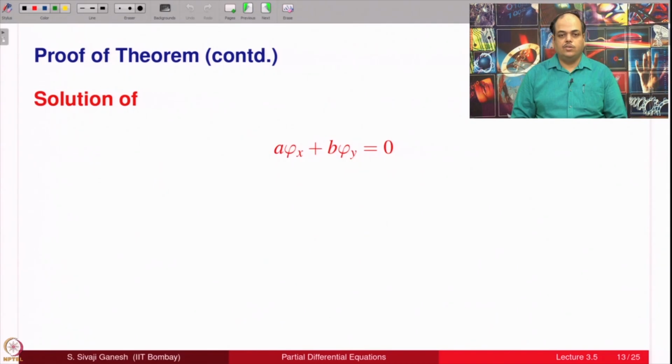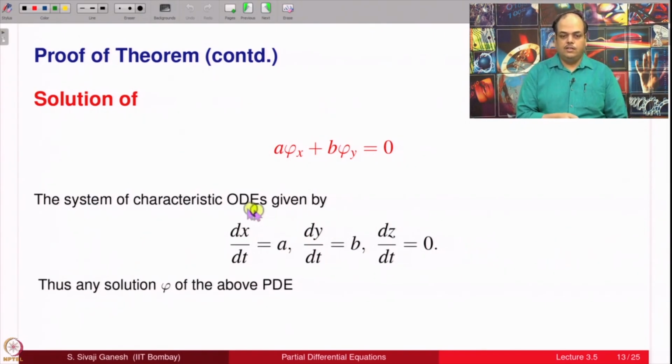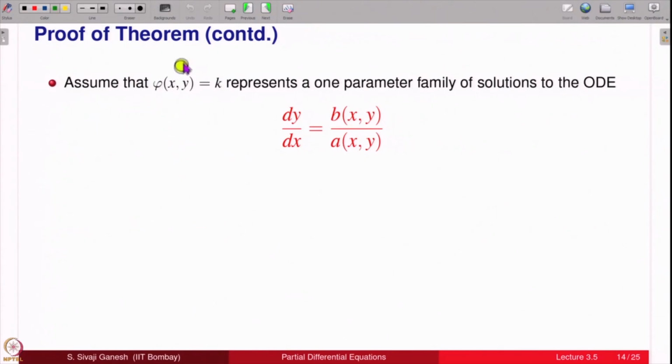Let us look at the solutions of this equation A phi x plus B phi y equal to 0. The system of characteristic ODEs is given by dx by dt equal to A, dy by dt equal to B, dz by dt equal to 0. So, this says that any solution of this PDE is constant along solutions of the base characteristic, solutions of this ODE. Along each base characteristic, the solution is going to be a constant. So, assume that phi of xy equal to k represents a one parameter family of solutions to this ODE. Of course, this ODE represents base characteristic curves.